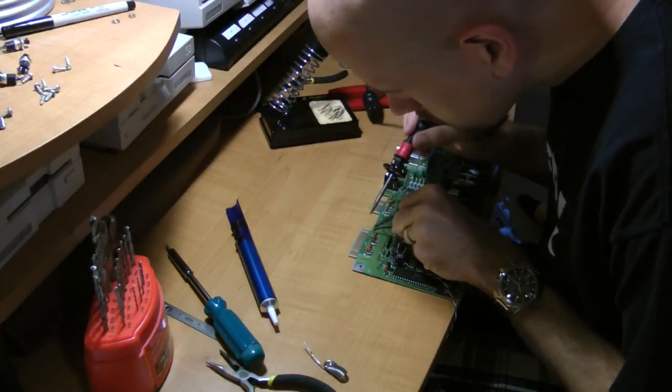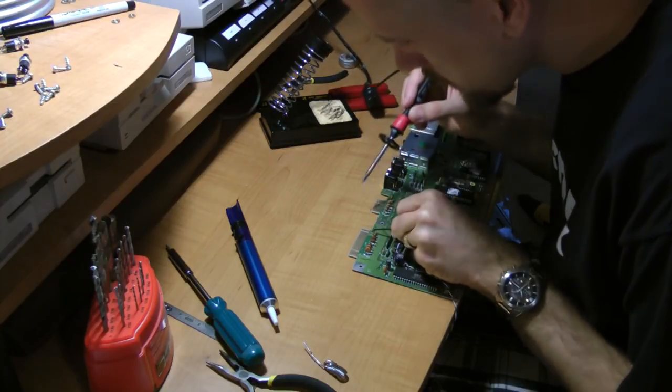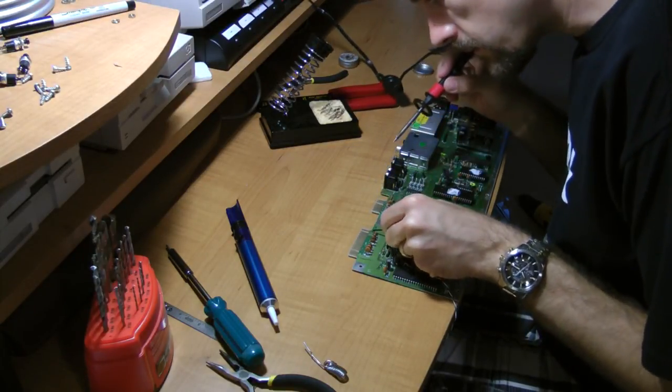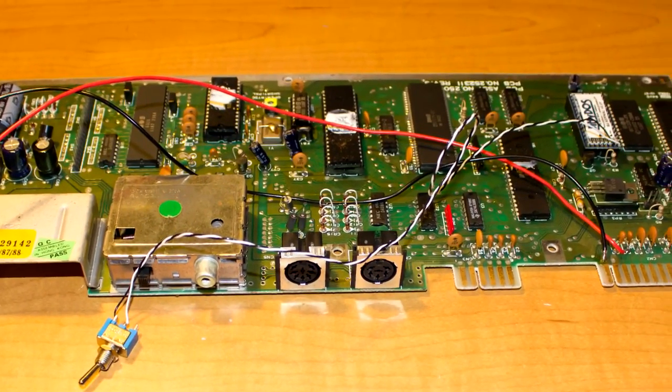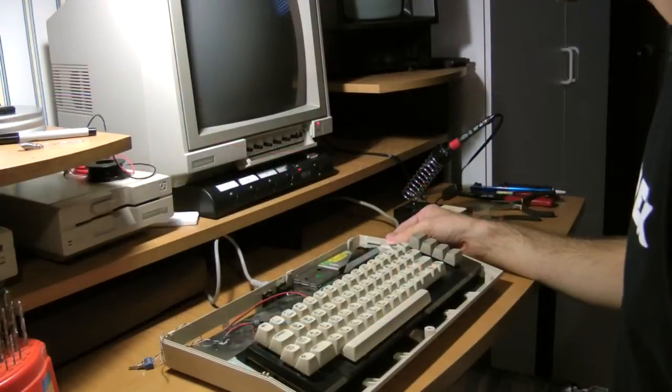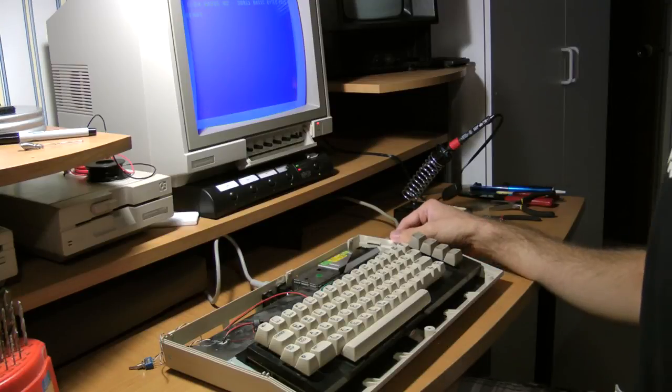Now I'm soldering the wires for the reset switch. The easiest spot for me to do this is on the expansion port. You can find reset switch mod instructions easily enough with a web search. At this point, I want to test the JiffyDOS chip to make sure I didn't damage anything when I removed the old kernel ROM. Everything seems to be working properly. The reset switch is also good.